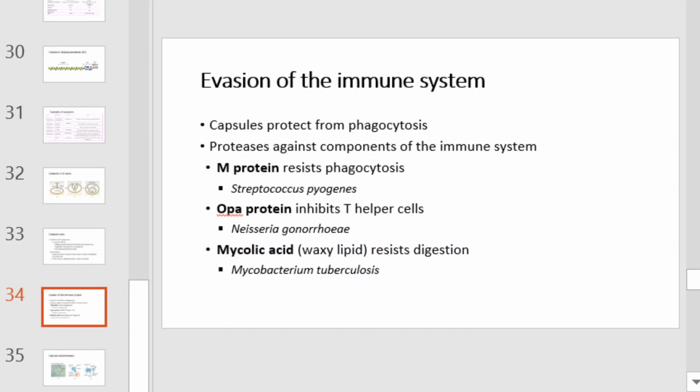Evasion of the immune system. It makes perfect sense that in order for a pathogen to complete its life cycle, it will need to, in some way or another, evade our immune defenses. Capsules can protect pathogenic organisms from phagocytosis, while proteases can protect against components of the immune system. M proteins resist phagocytosis, opacity factor inhibits T helper cells, and mycolic acid resists digestion.